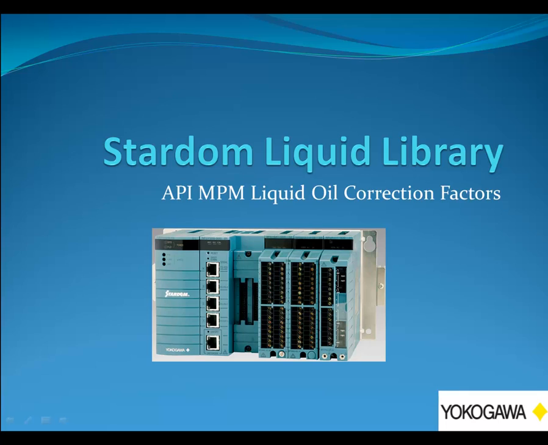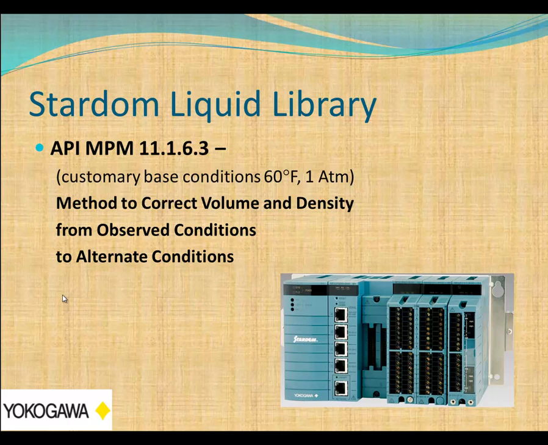In this session, I'm going to review the API MPM 11.1.6.3 algorithm. This is in the Stardom Liquid library that's based on the API MPM liquid oil correction factors found in chapter 11.1 of the standard. The API MPM 11.1.6.3 is a method to correct volume and density from observed conditions to alternate conditions. And we've placed this into a function block that's now in the Stardom Liquid library.